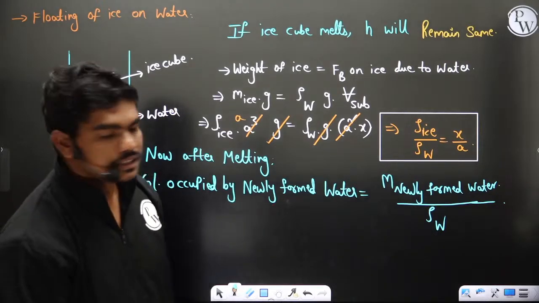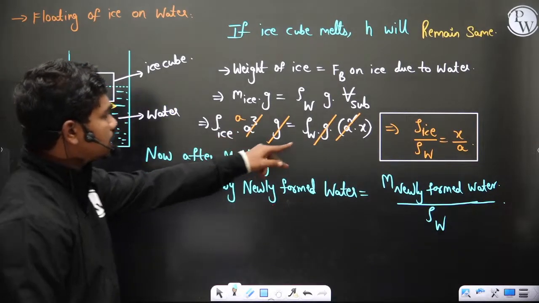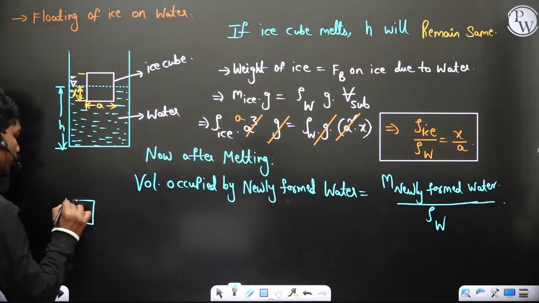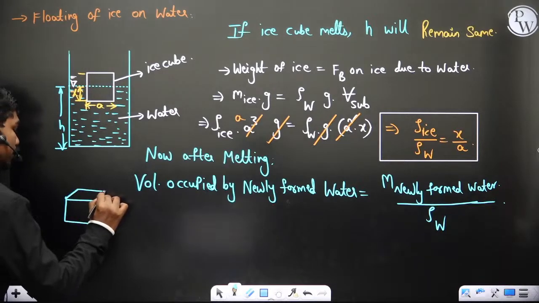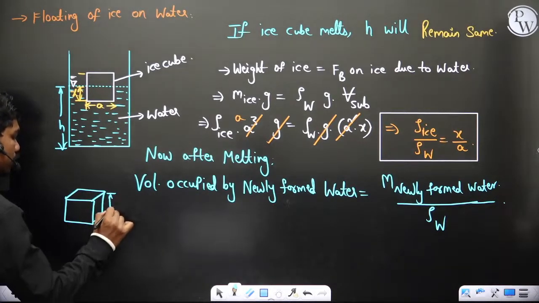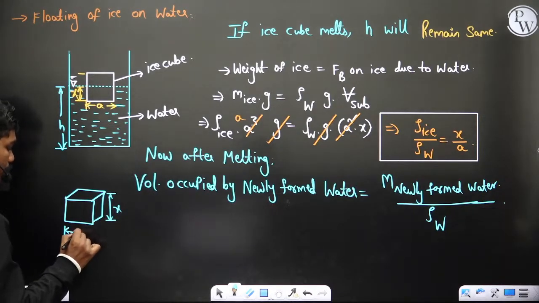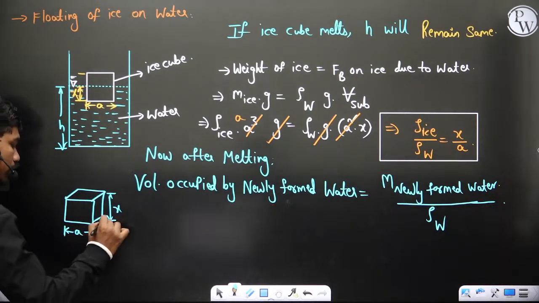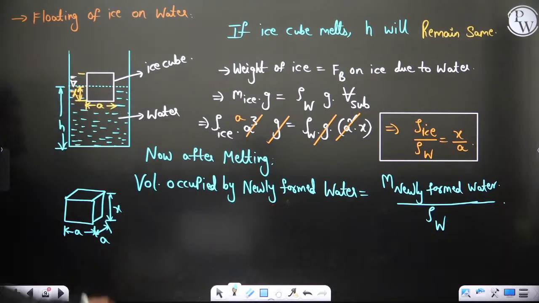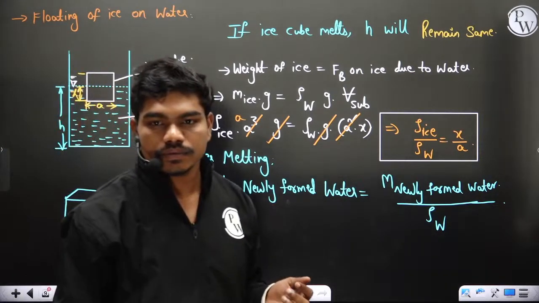Sir, please explain the a square part. Where is this a square x term? So you have a portion of a cube which is getting submerged inside the liquid. This height is x, this is a, and this is also a. Then the volume of this portion which is inside the fluid is a square into x.